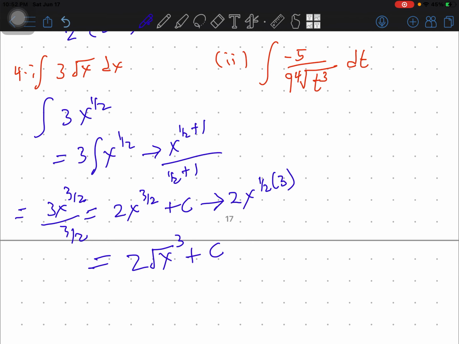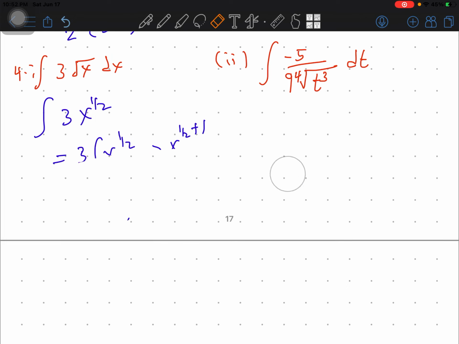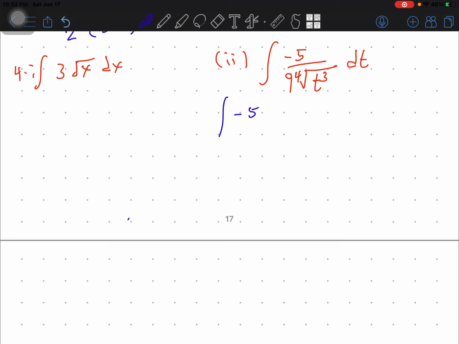The next question that we want to tackle here is the integral of -5 over 9, and then the fourth root of t power 3. The fourth root of t power 3, take note. That's the integral of -5 over 9, and then this is a fourth root of t power 3, and then dt.